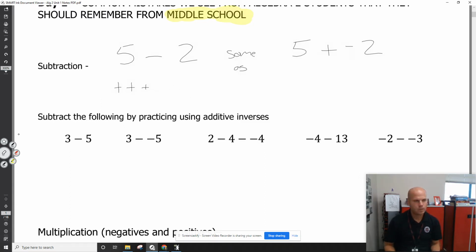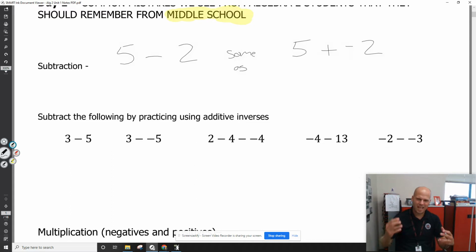Well, if I have 5 pluses and 2 negatives, and I add those together, whenever there's a -1 and a +1, they cancel out to be a 0. So it ends up being the same thing. Maybe that's not necessary, 5 minus 2 turning into 5 plus -2. But when subtracting negative numbers, that's when it gets confusing.